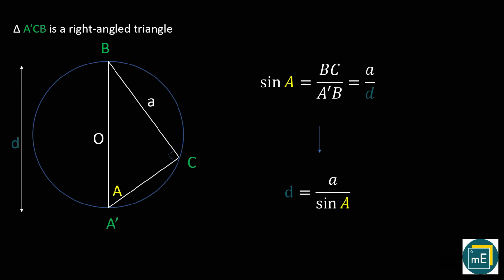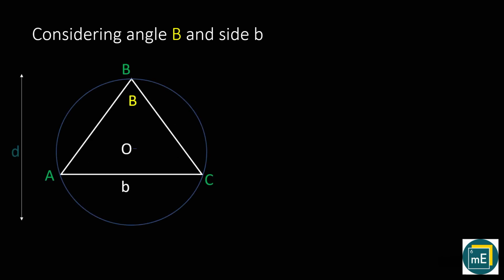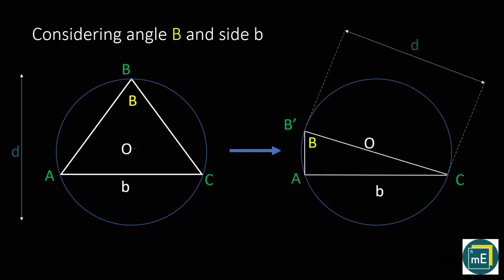To define the second ratio in sine rule, that is side b upon sine of angle B, let's consider angle B and side b. Over here, angle B can be imagined as an inscribed angle of a chord AC. That means by keeping chord AC fixed, if we move point B along the circumference of the circle to various positions, then the angle subtended by chord AC at all these new positions will be the same as the original angle B. So let's move point B to a new position B dash such that segment B dash C lies along one of the diameters of the circle.